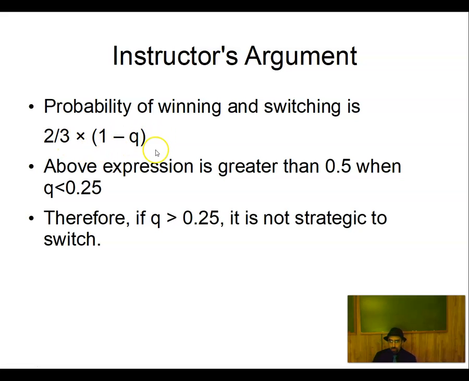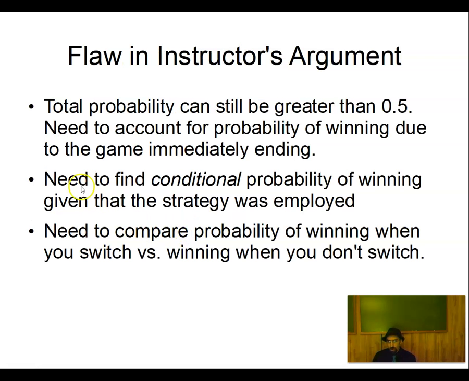But what the instructor was trying to argue was that if q is less than 1/4, this expression is more than a half. That's correct. And if q is more than 1/4, this expression is less than a half. That's correct. And then tried to argue that because this expression is less than a half, it was preferable not to switch. And here's why that's wrong.